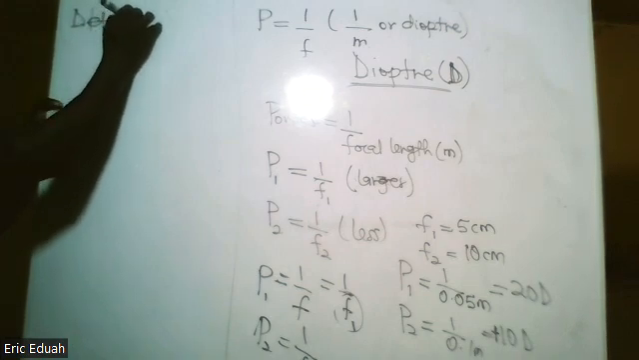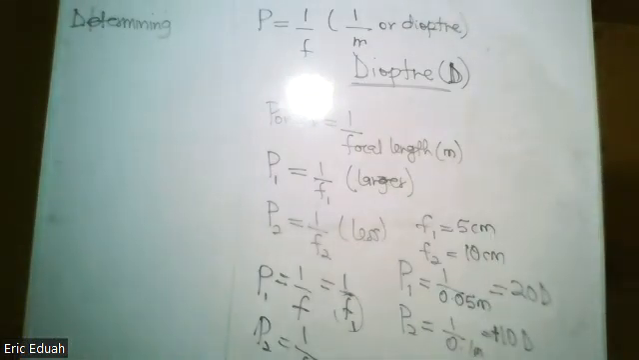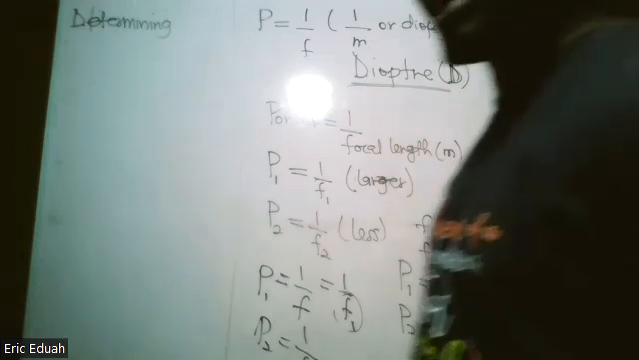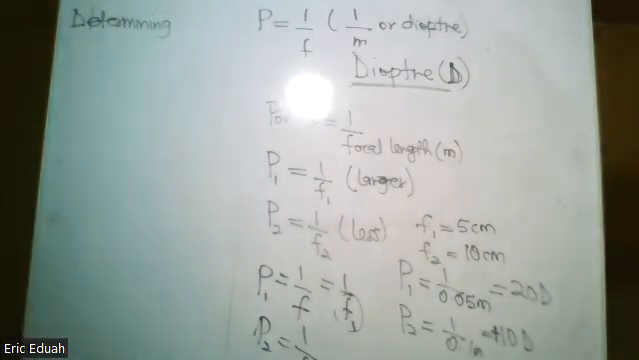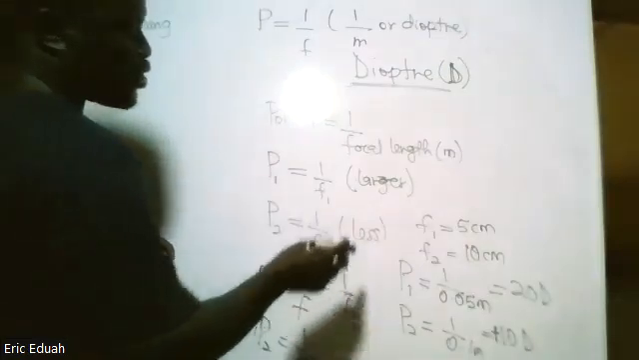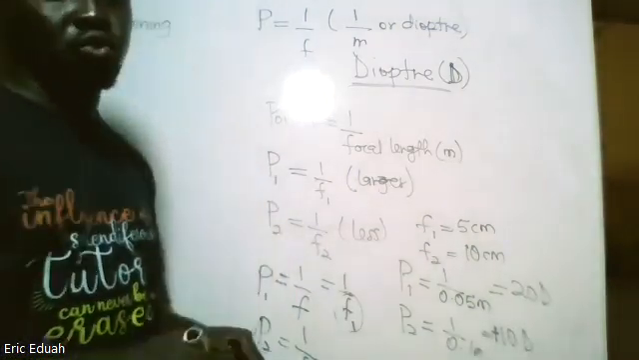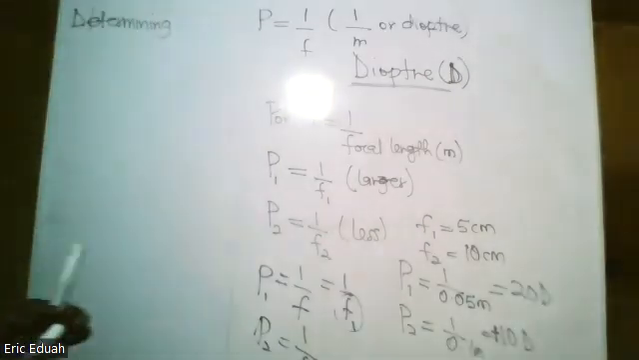Are you saying that the shorter the focal length, the greater the power? Exactly. That's what I'm saying. And the diopter, is it the unit for the power? Exactly. It is the unit of power when the focal length is expressed in meters. Meaning that if the focal length is not in meters, you cannot write the power as diopter. No. So before you can find the power, if the unit of the focal length is in centimeters, convert it to meters first. All right.